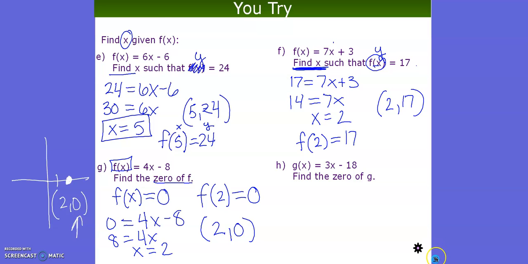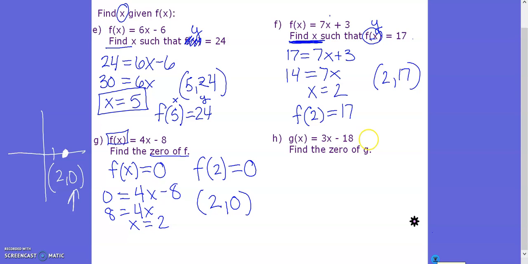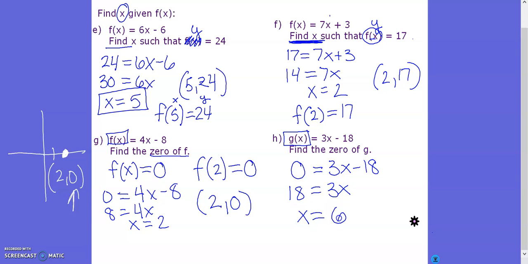We'll take a look at our last one. Again, it says find the 0 of the function. That means that this part here should be 0. So I'm going to go ahead and solve my equation. x equals 6. So in function notation, I shouldn't say f, I should say g, because this is the function g of x. So I'm going to say g, plug in 6, out comes 18. That's my ordered pair, (6, 18).